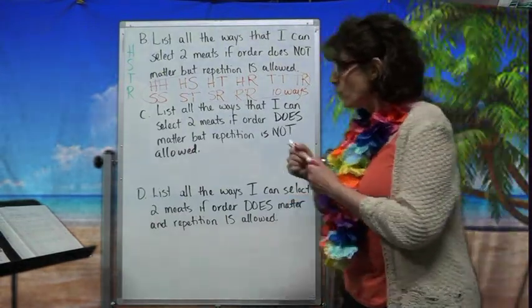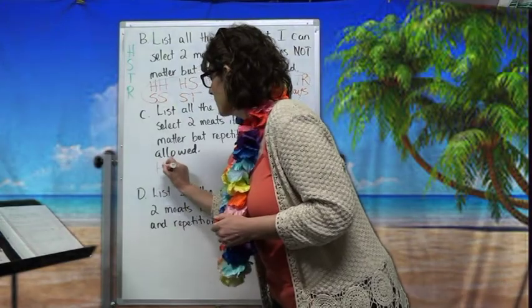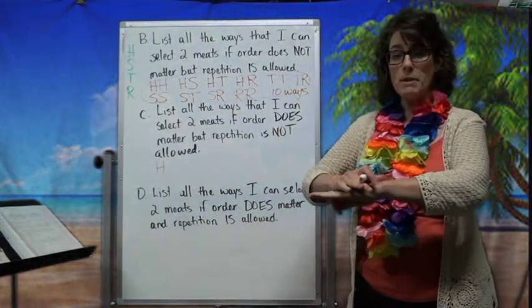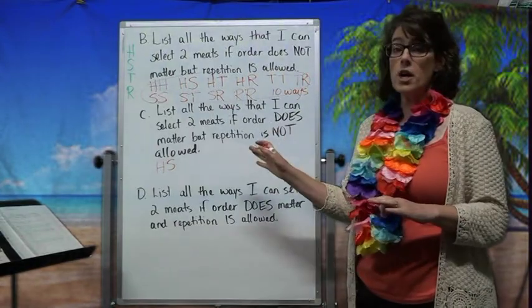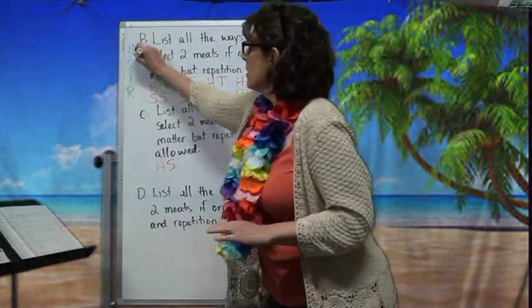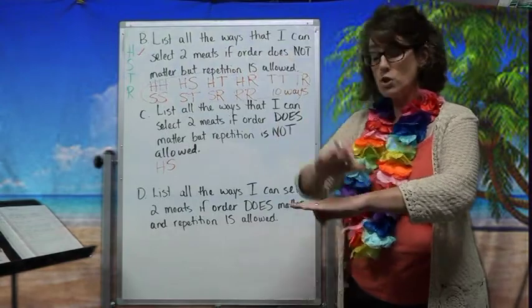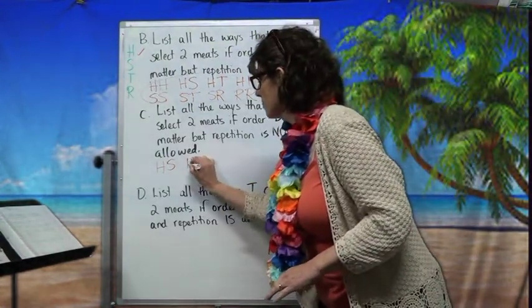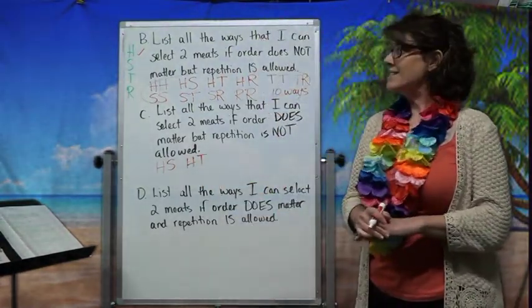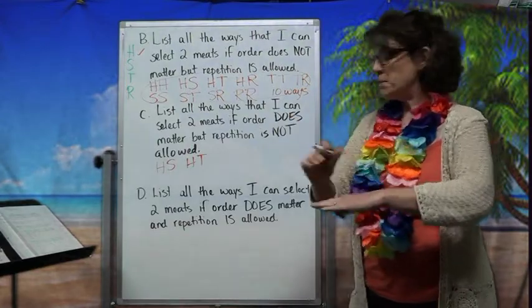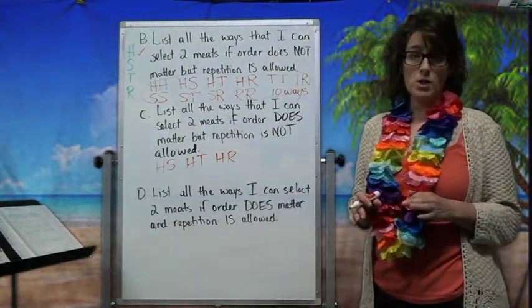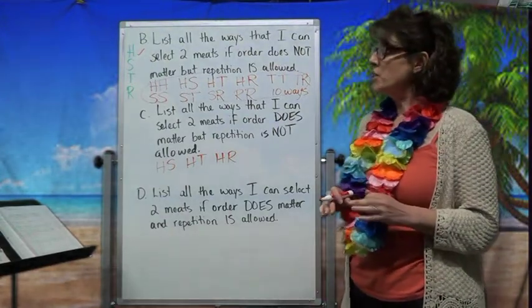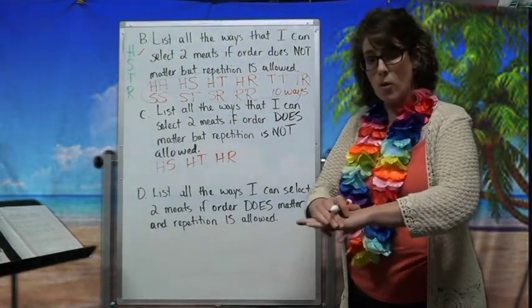So I can start with ham, and I can say, okay, let's put salami on top of that. Repetition is not allowed, double the meat's not okay. But I can say, let's do ham and let's put turkey on top of that. Or I could say, let's do ham and put roast beef on top of that. And this is all my options with the ham. Now let's move on to saying, let's put salami on that base.